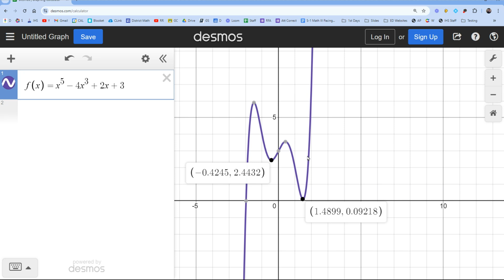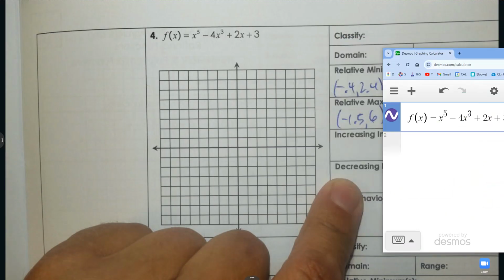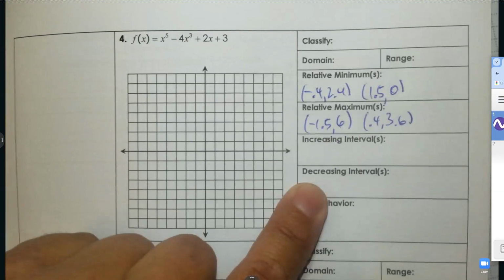The maximums are at negative 1.5 and 6, and the other maximum is at like half, right? Yeah, 0.4 and 3.5, 3.6. All right, so I'm going to go back here again, and I'm going to do some other things.